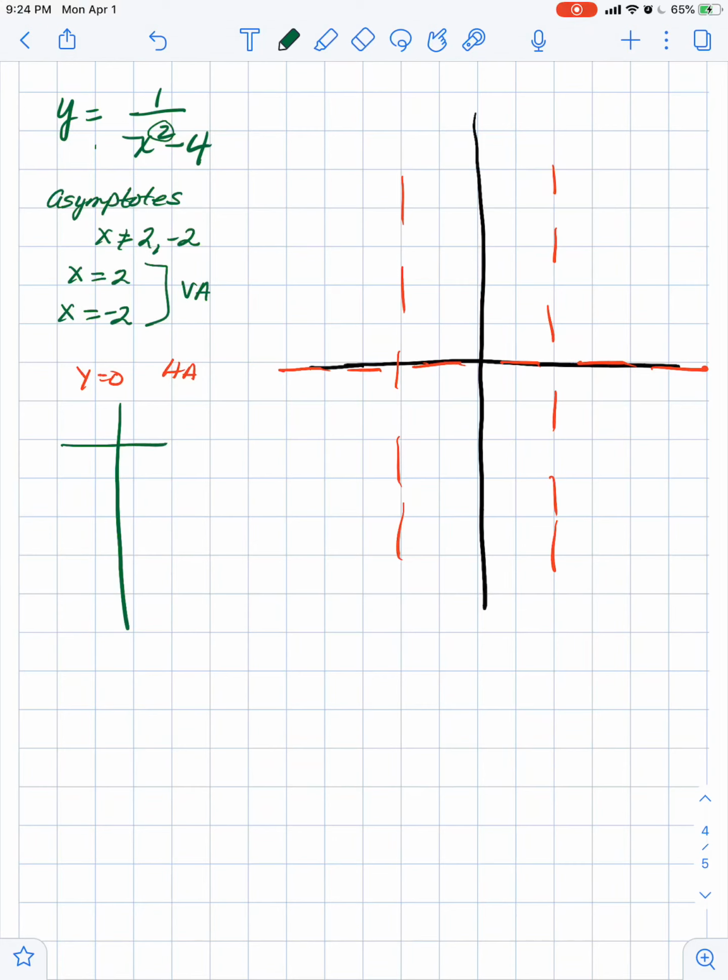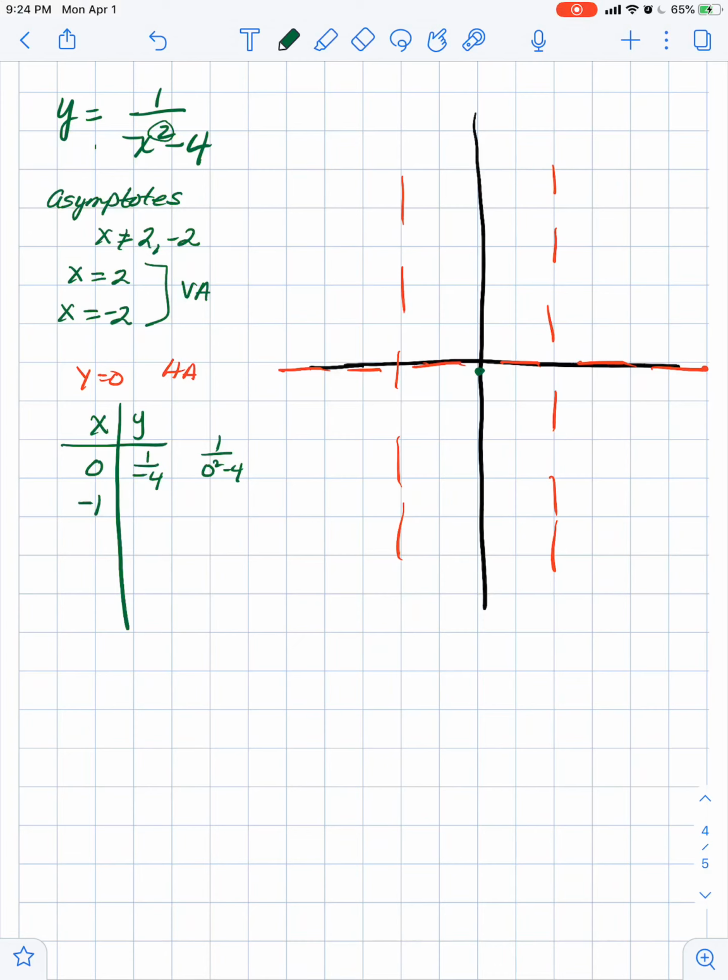Put some numbers in. So let's start in the center section there, and let's put in, well, I'm just going to start with 0. That'd be an easy one to do. So that would give me a negative 1/4 if I put 0 in. Hopefully everybody knows where I'm getting that. So that is 1 over 0 squared minus 4. So at 0, I'm at a negative 1/4. So about right there. Okay?